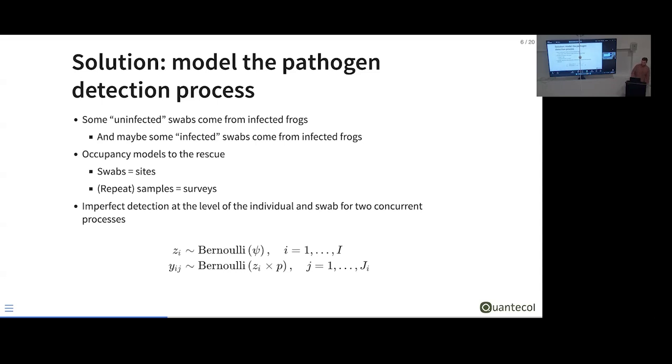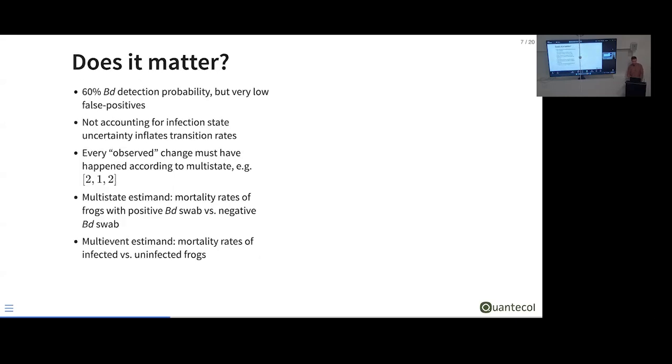This was a nice example, but you can't really correct for this after the fact. If you don't collect the multiple swabs to begin with, it's really hard to correct for. You can use things like informative priors, but the pathogen detection process also depends on your loads. So I'll get to that in the next slide.